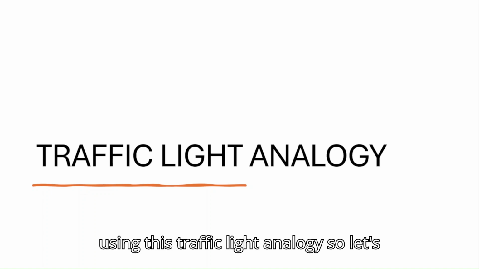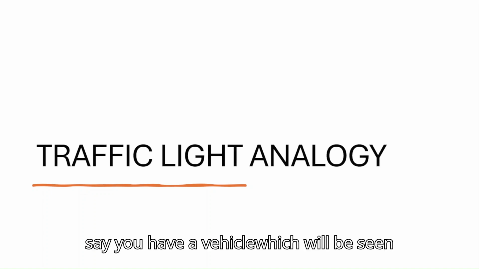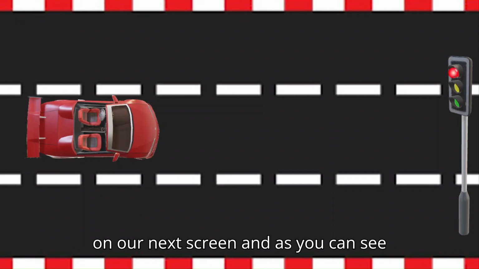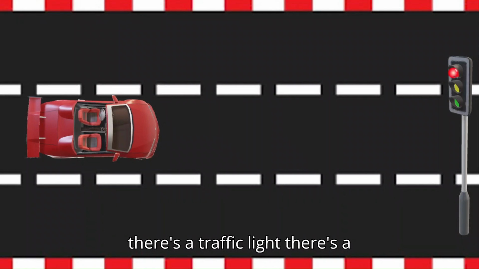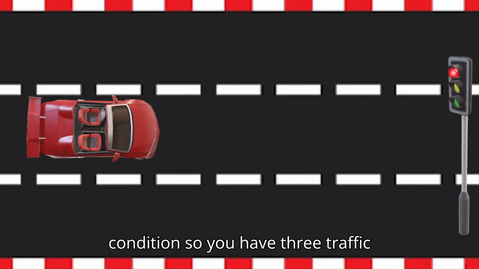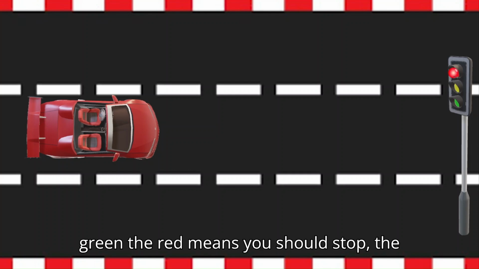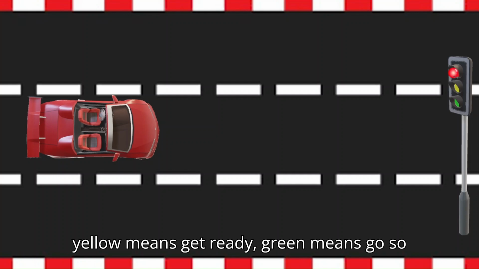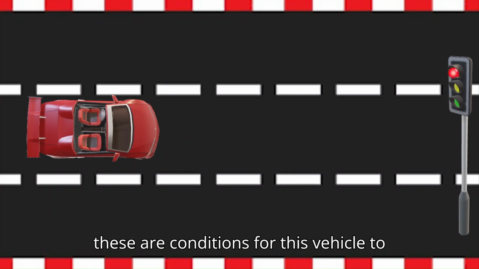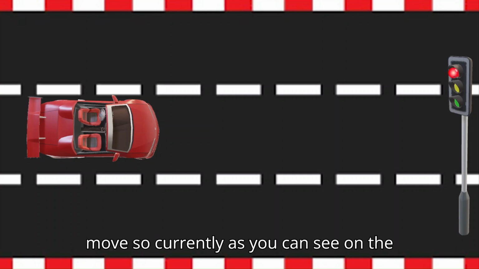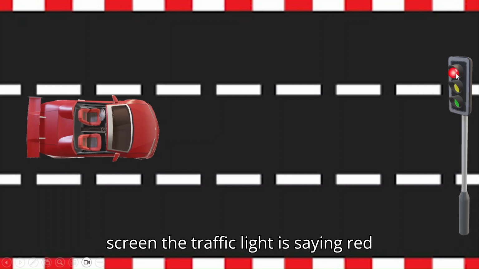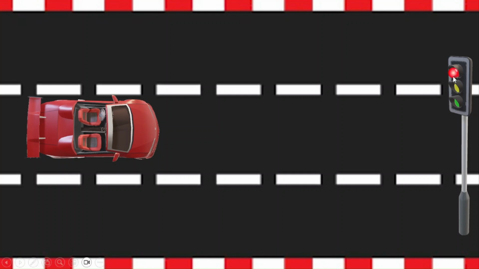Okay, so in order to understand clearly what conditional statements are, I will be using this traffic light analogy. So let's say you have a vehicle, which will be seen on our next screen. And as you can see, there's a traffic light, there's a condition. So you have three traffic lights, the red, the yellow, the green. The red means you should stop, the yellow means get ready, green means go. So these are conditions for this vehicle to move. So currently, as you can see on the screen, the traffic light is saying red.